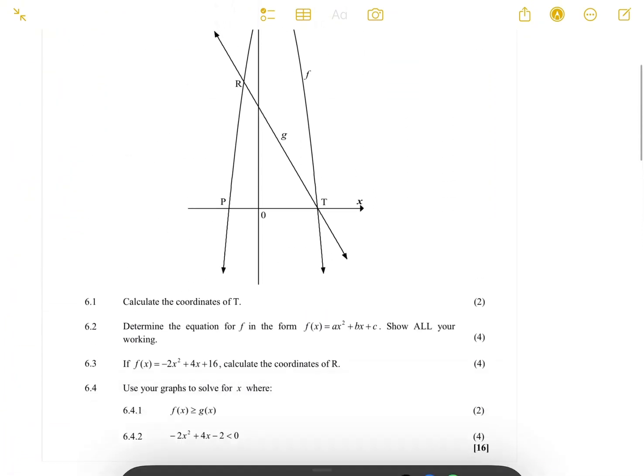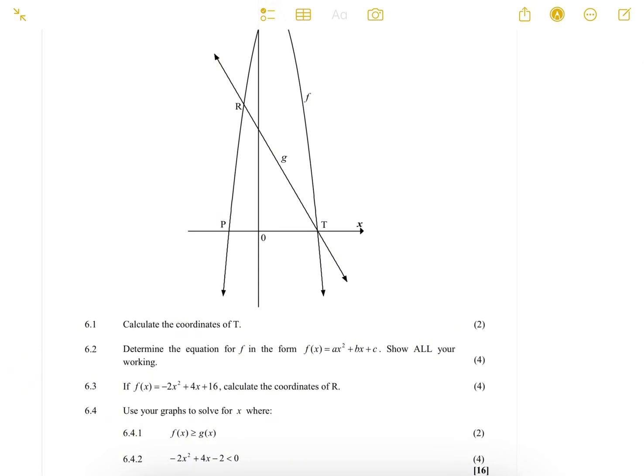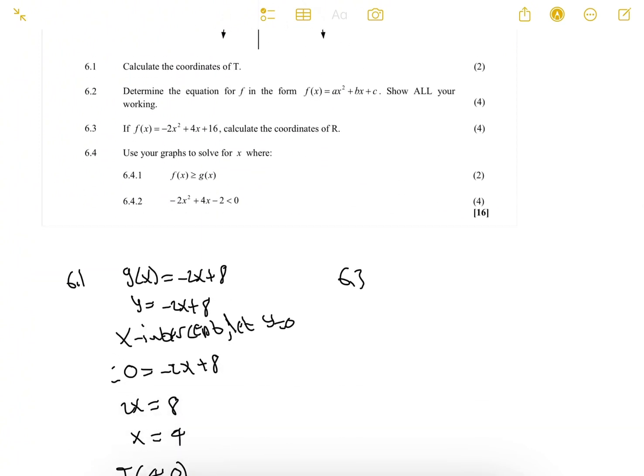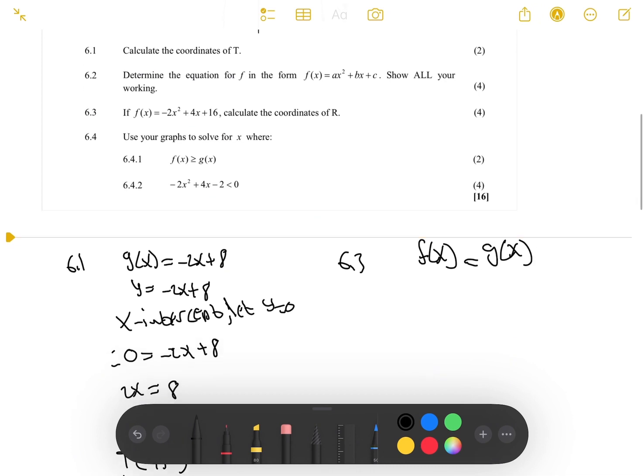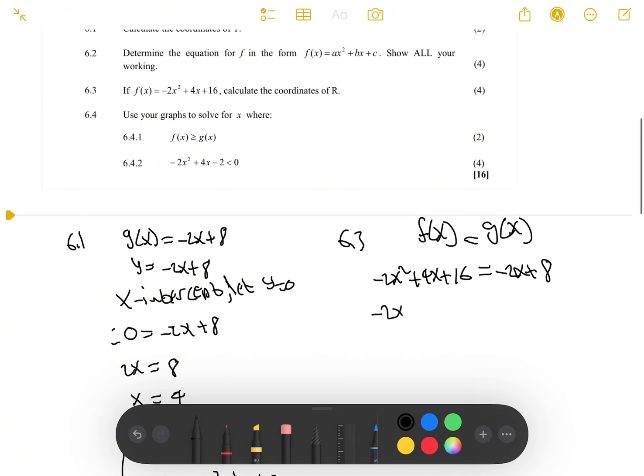So what do we know about R? The y value of g and f are the same, right? And also their x values are the same. So we can equate the equations, equating their y values, right? f of x equals g of x. So here we know f of x is negative 2x squared plus 4x plus 16, which equals negative 2x plus 8. From this, we get negative 2x squared plus 6x plus 8 equals 0.